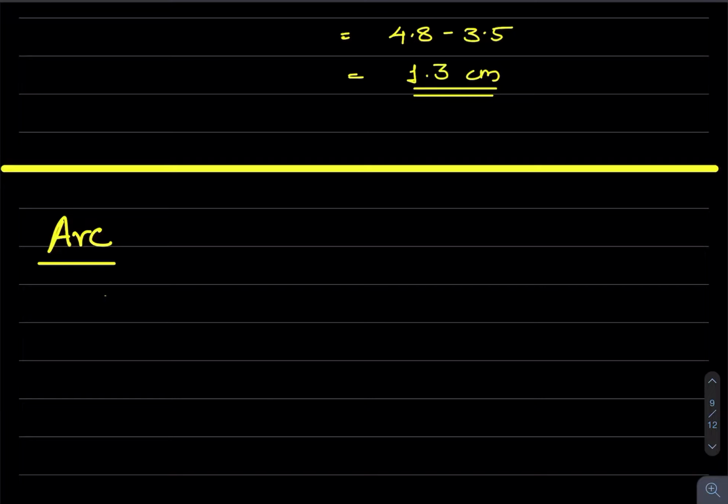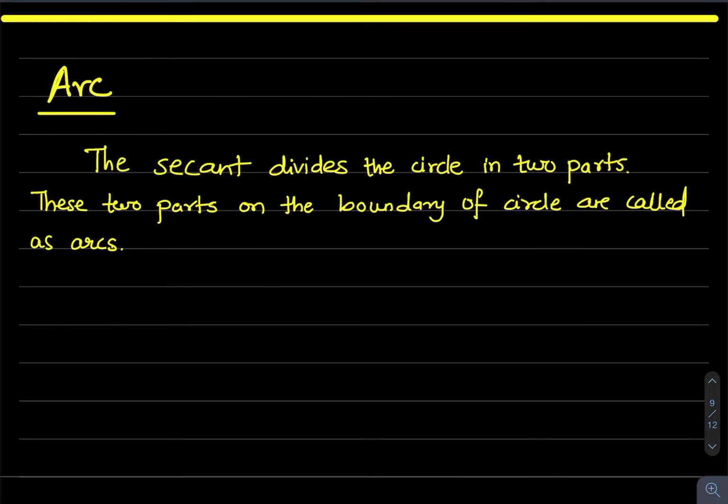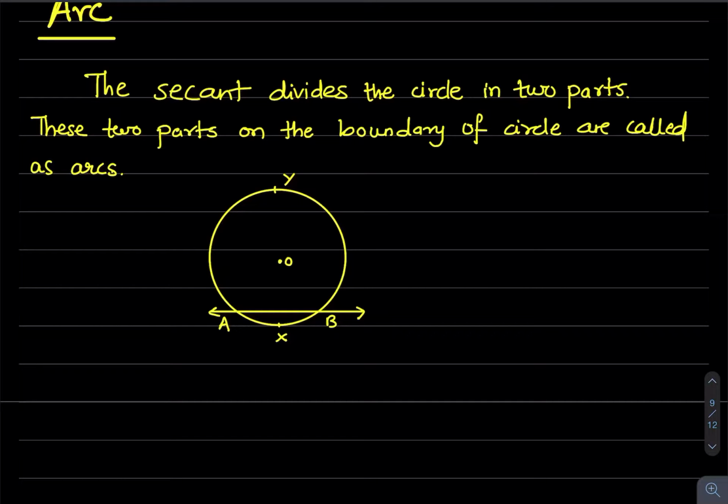The next point is arc. So what is an arc first? A secant divides the circle into two parts, and these two parts on the boundary of the circle are called arcs. So here is a circle and this AB is the secant. This AB divides the circle in two parts, this one AXB and this one AYB. So this AXB is an arc, and similarly AYB is the second arc.